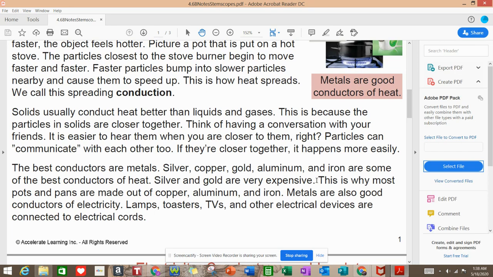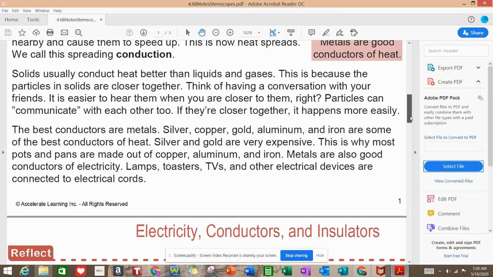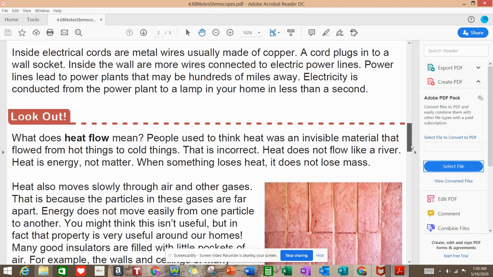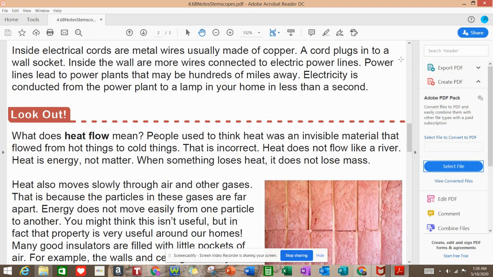Metals are also good conductors of electricity. Lamps, toasters, TVs, and other electrical devices are connected to electrical cords. Inside electrical cords are metal wires, usually made of copper. A cord plugs into a wall socket. Inside the wall are more wires connected to electric power lines. Power lines lead to power plants that may be hundreds of miles away. Electricity is conducted from the power plant to a lamp in your home in less than a second.